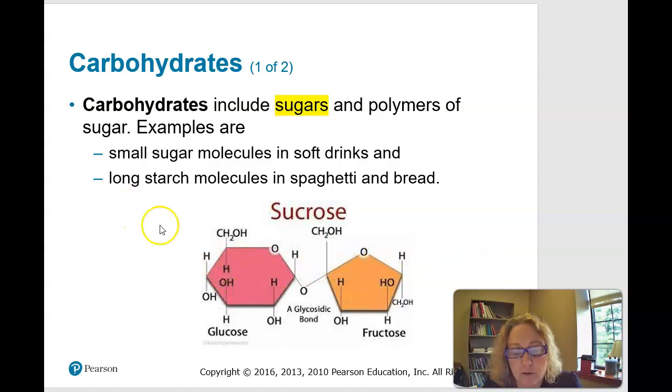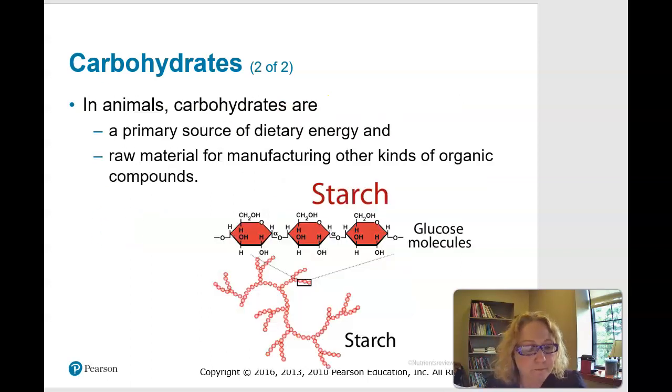And really, this is going to be a lot longer. The long starch molecules in spaghetti and bread start out as glucose and fructose, like table sugar. Some of the larger carbohydrates are, again, a source of your daily energy and the raw materials for manufacturing other kinds of compounds.